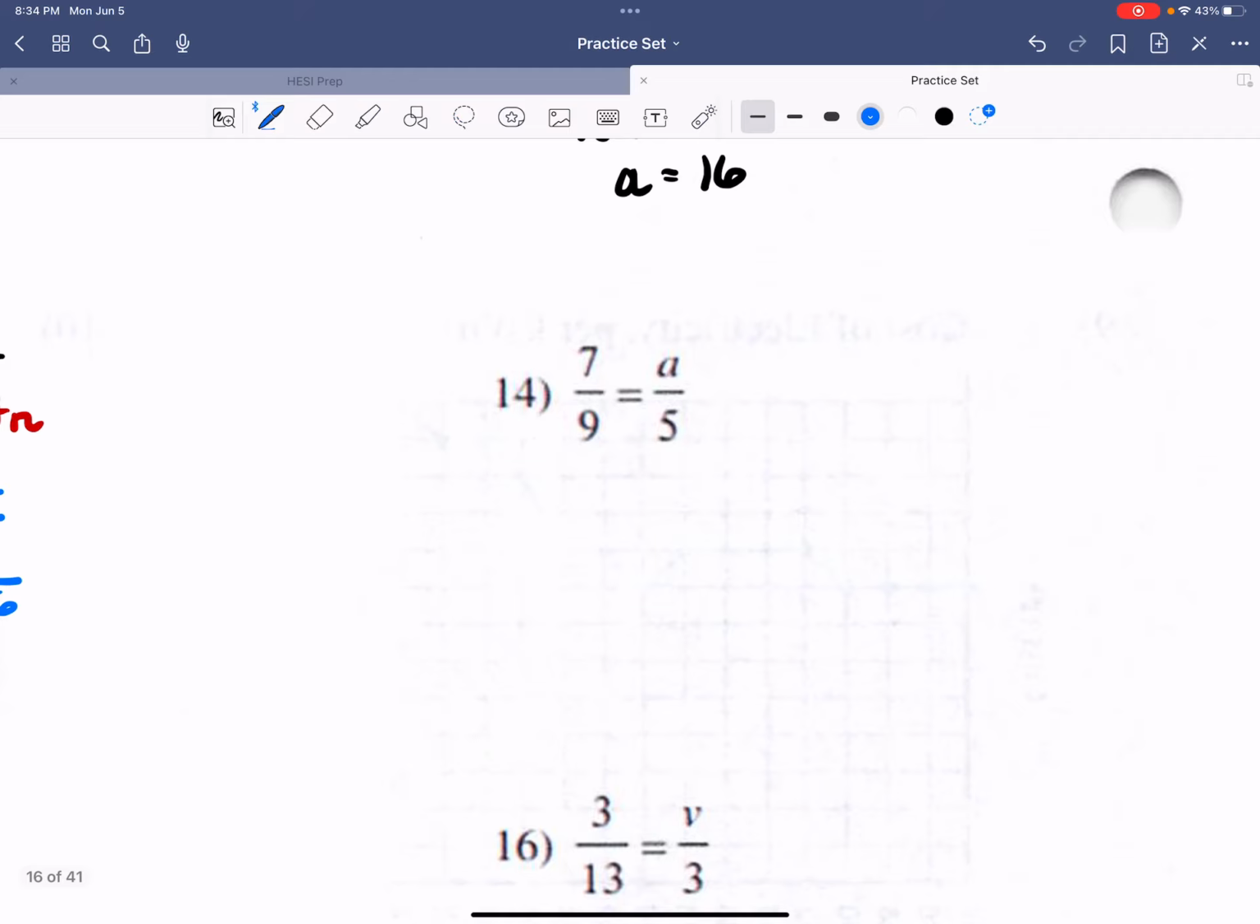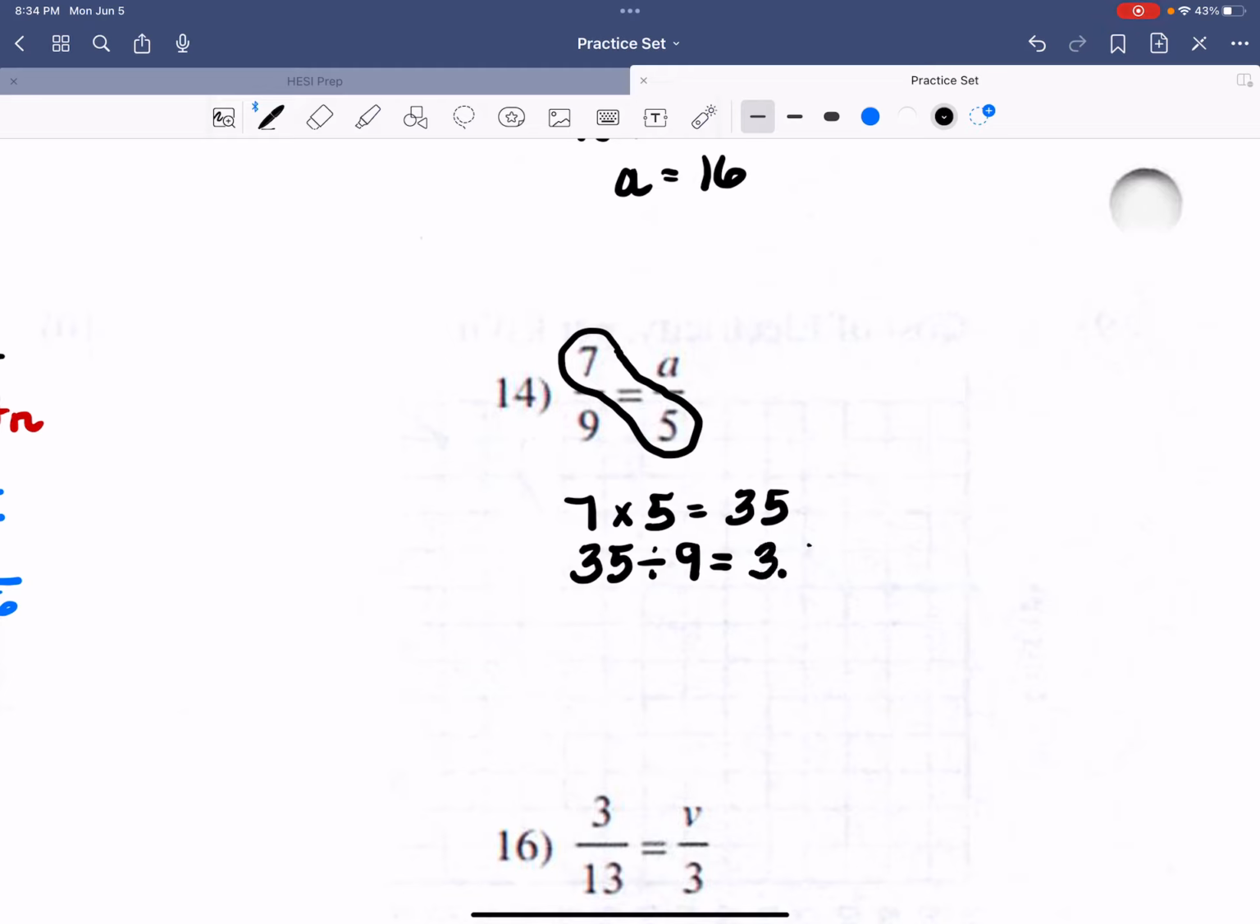Number 14, this is a normal proportion where you can draw the peanut. 7 times 5 is 35. And 35 divided by 9 is 3.7. No, 3.8. It's a good thing I checked. The 8 is repeating. So A is 3.8 repeating.